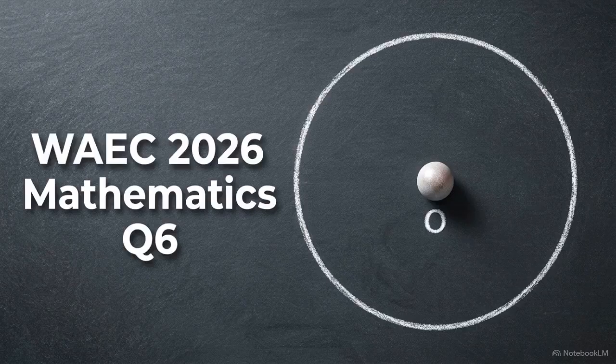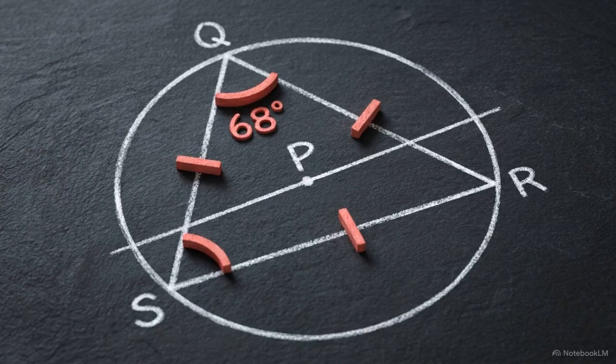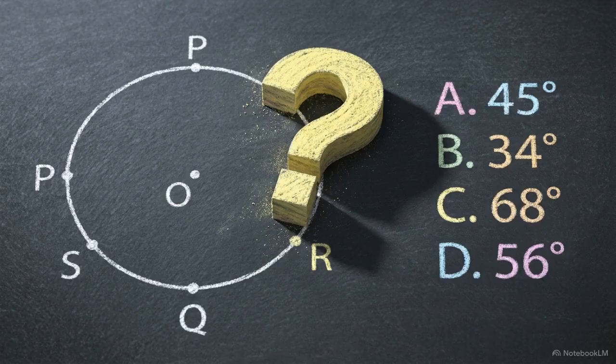Let us look at the problem. We have a circle with center O. We are told that line segment SQ equals QR and angle PQR is 68 degrees. Our goal is to calculate the value of angle PRS, choosing from the 4 options provided.